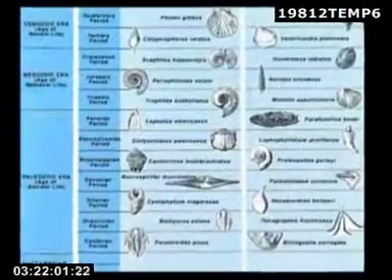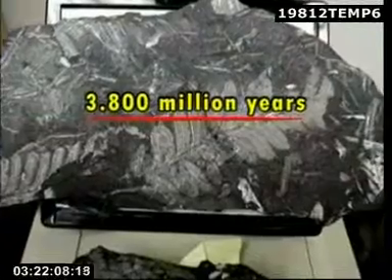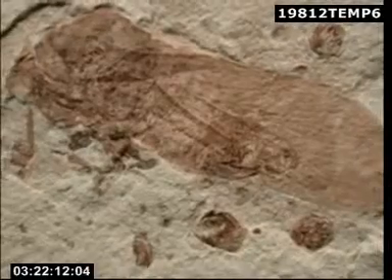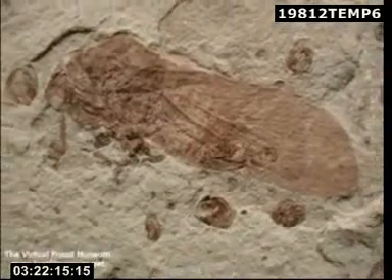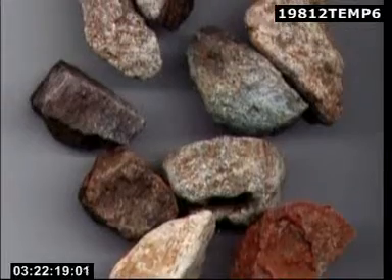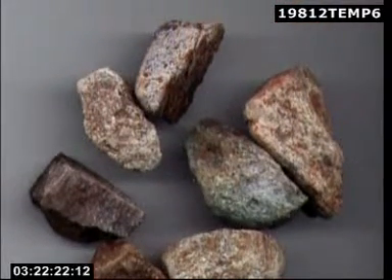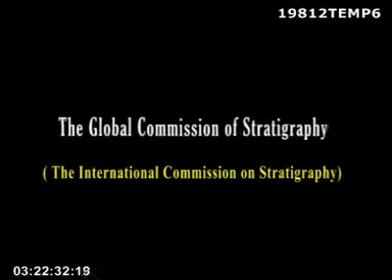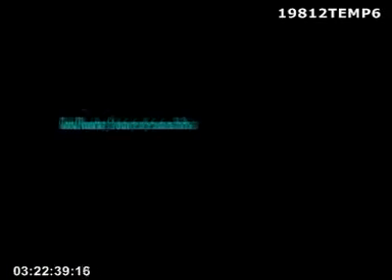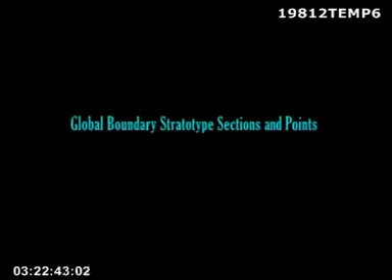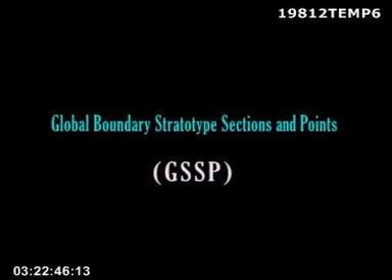Fossil records have shown that life existed for about 3,800 million years. Their fossil records allow geologists to date and compare rocks across geological time. In 1977, the Global Commission of Stratigraphy, now the International Commission on Stratigraphy, started an effort to define global reference, global boundary stratotype sections and points, GSSP, for geologic period and faunal stages.